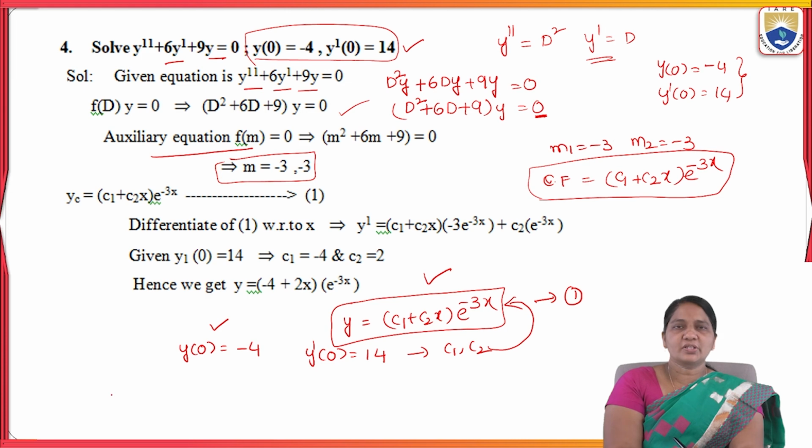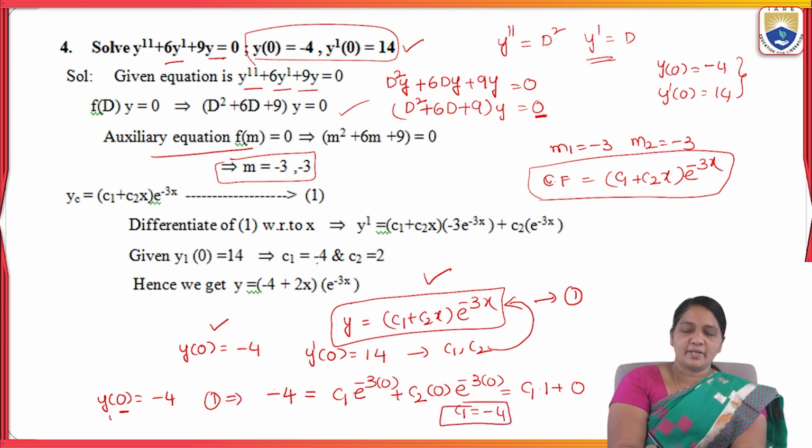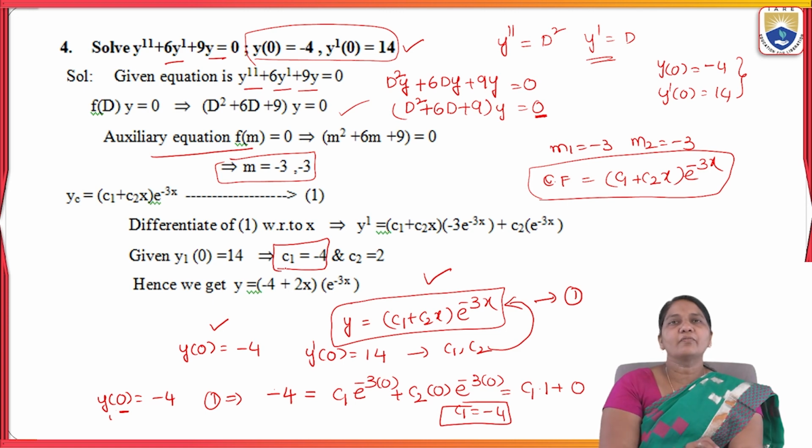First I am using the first condition, y(0) = -4. That means in place of x I can replace 0, and y is -4. So -4 = C1 e^(-3·0) + C2 · 0 · e^(-3·0). Finally, e^0 is 1, so C1 plus this term, which is 0. So from this I can write C1 is -4. From the first condition we got C1 is -4.